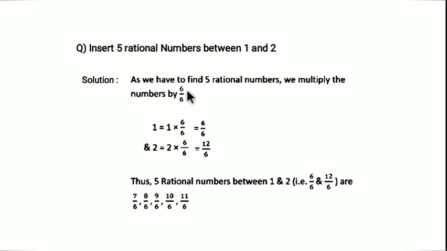How many rational numbers do you have to find between the two given rational numbers? Assume that number as n. You have to multiply the two given rational numbers by n plus 1.